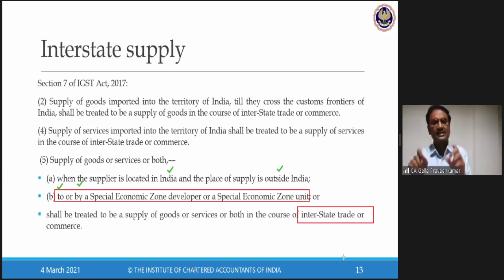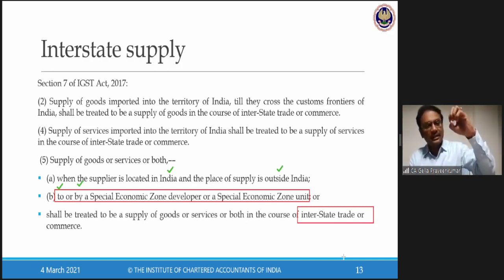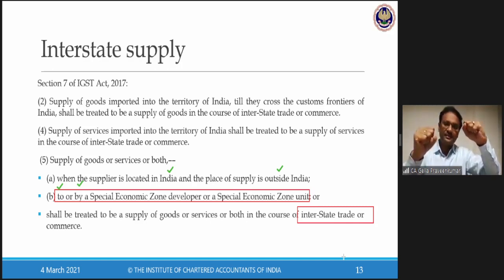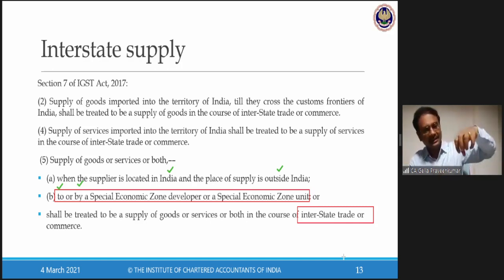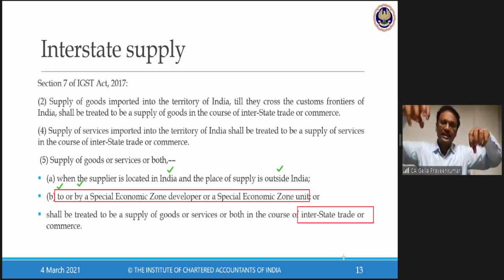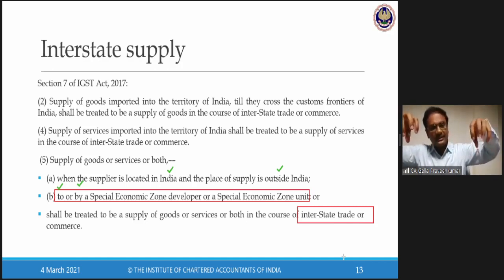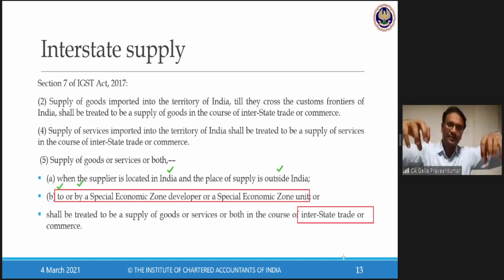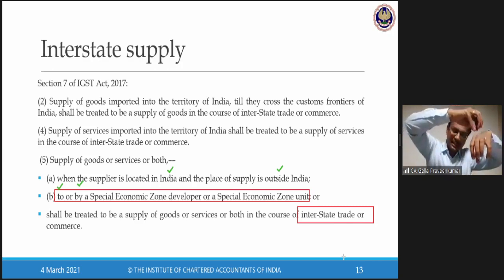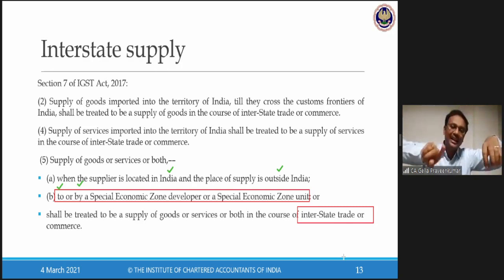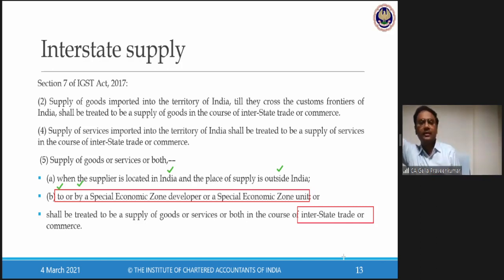Please understand this transaction. Supplier is in India. Recipient is in India. The manufacturer is the recipient. The service provider is the supplier. XYZ Limited is in India. ABC Limited is in India. Both are in the state of Haryana. When XYZ Limited raises an invoice on ABC Limited, we call that an interstate supply. Why, sir, is it an interstate supply? The place of supply is outside India. The goods are taken out of India.